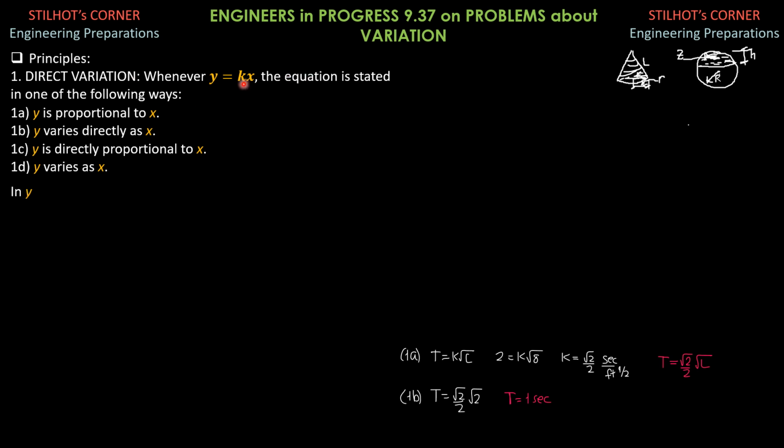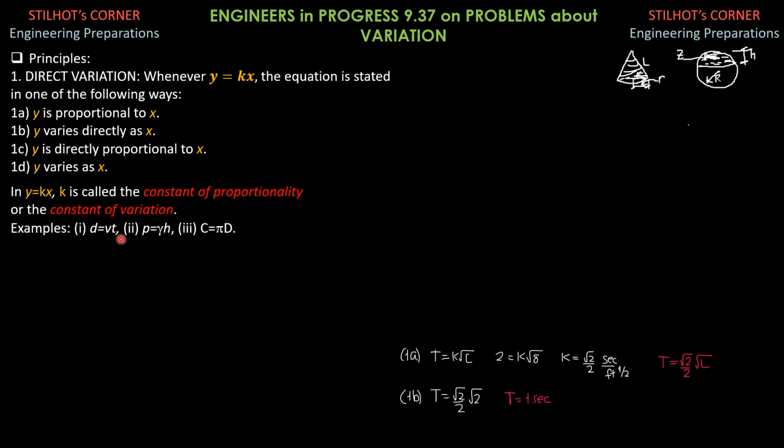Examples of these variations are the following. By the way, in y equals kx, k is called the constant of proportionality or the constant of variations. So examples would be distance equals speed times time. It may be the speed that is constant and time the variable depending on the situation, or it may be the time that is constant. You fix the time, then the speed is the variable, vice versa.